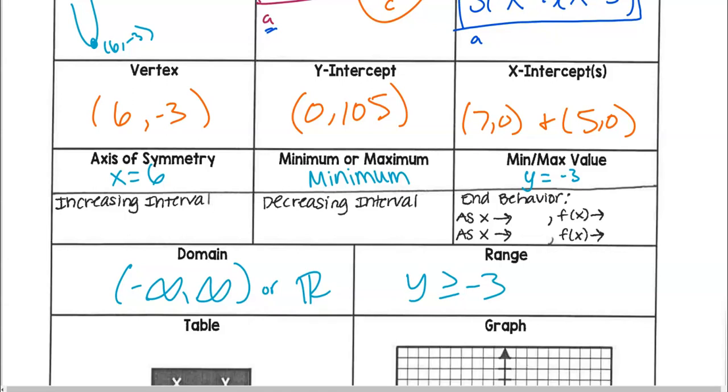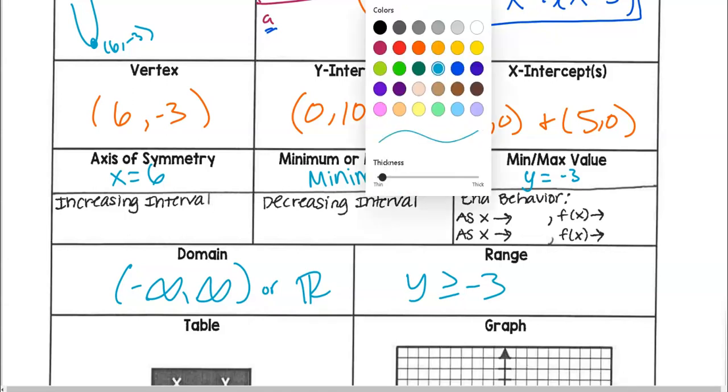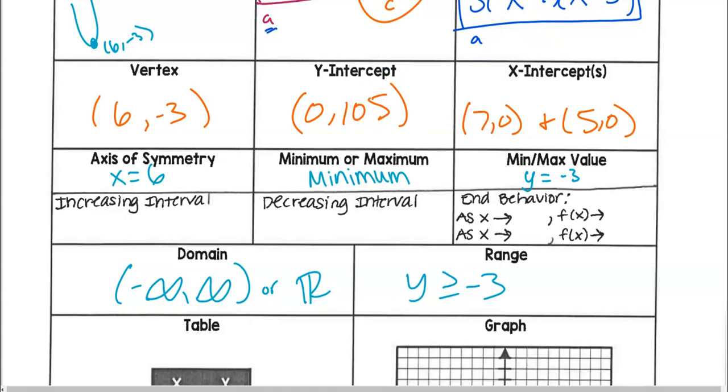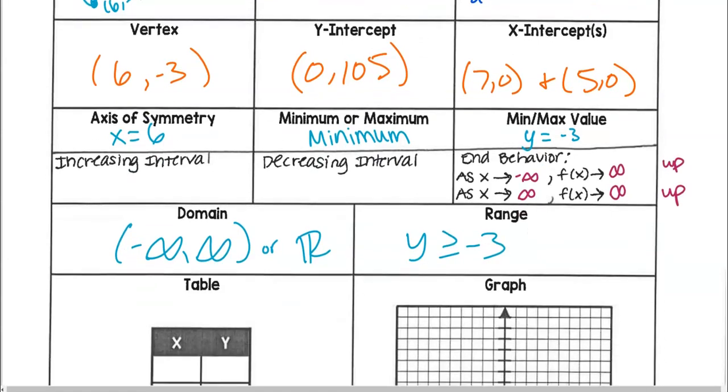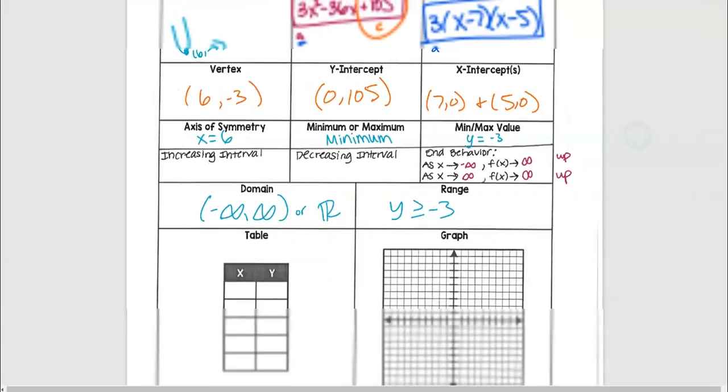Okay. What do y'all want to do next? End behavior? Okay. So if we're opening up, my left side and my right side are both going where? Up to positive infinity. Yep. For my increase, decrease, I always graph it first. I have to see it.